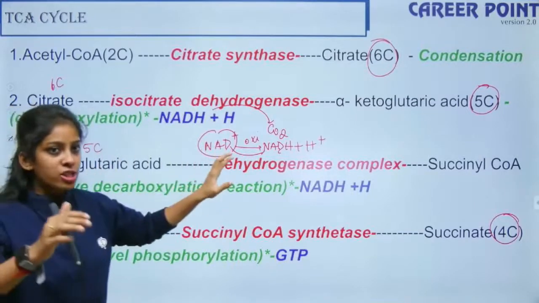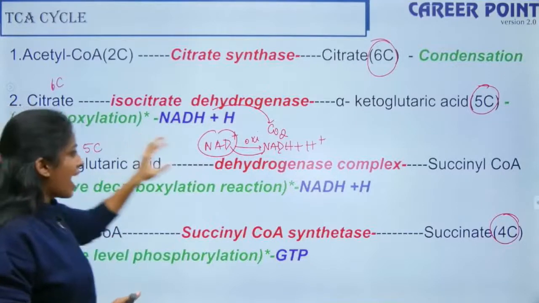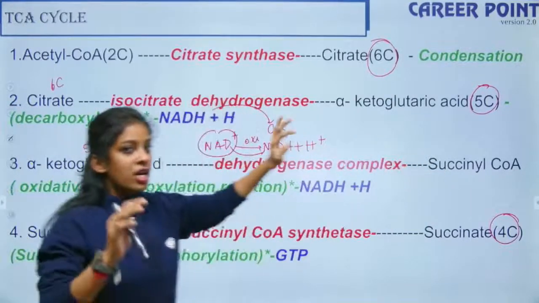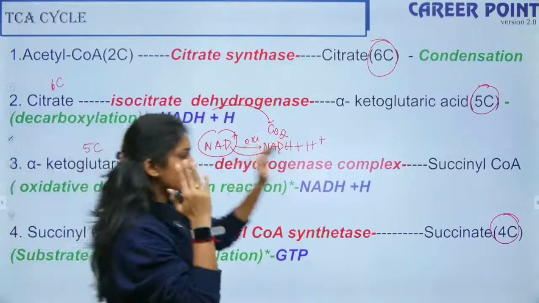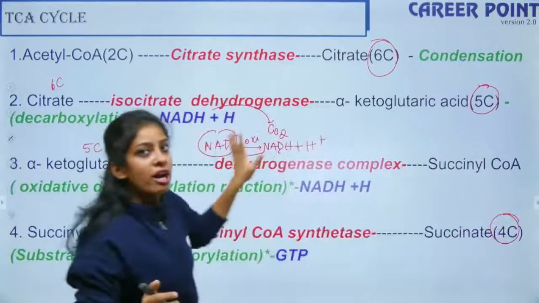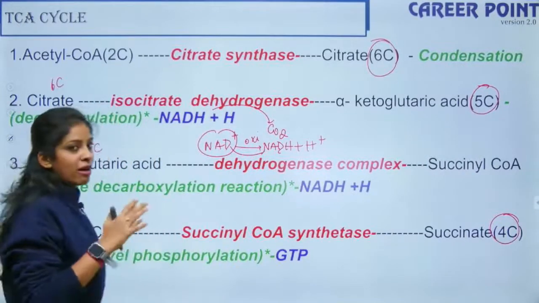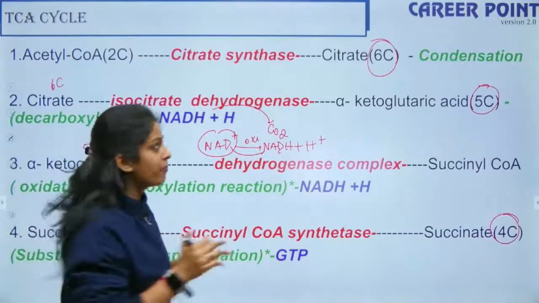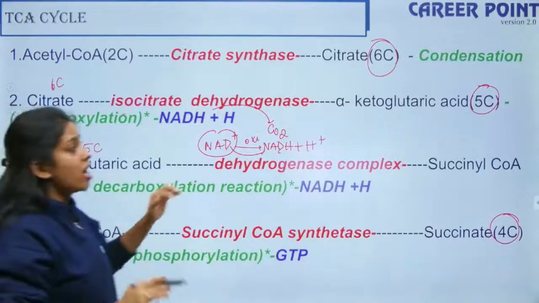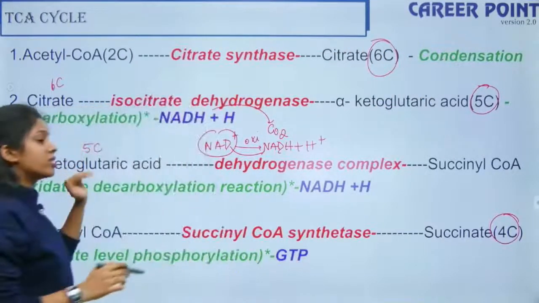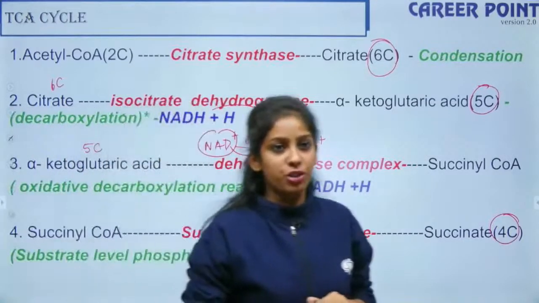In your textbook, you don't have the succinyl-CoA step. It directly says alpha-ketoglutaric acid to succinate, but it's okay if you have to remember one intermediate step. The main thing you have to remember to understand this is what type of reaction all these are: condensation, decarboxylation, oxidative decarboxylation, and substrate level phosphorylation.